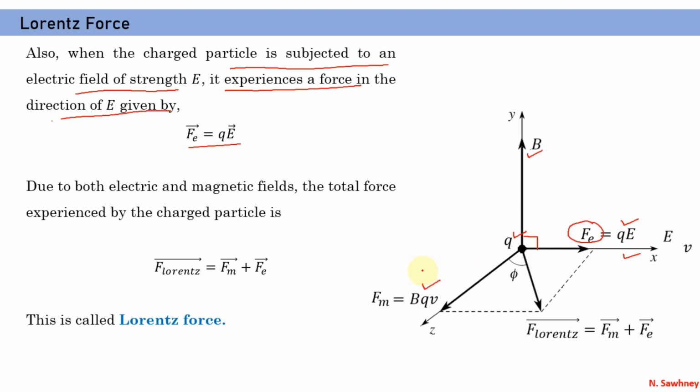And the direction of this force will be perpendicular to the plane of motion of the charge and the magnetic field. So, the resultant of this magnetic force and this electric force will be termed as the Lorentz force. That is, the force experienced by a charged particle moving in space where both electric and magnetic field exist is called as Lorentz force.